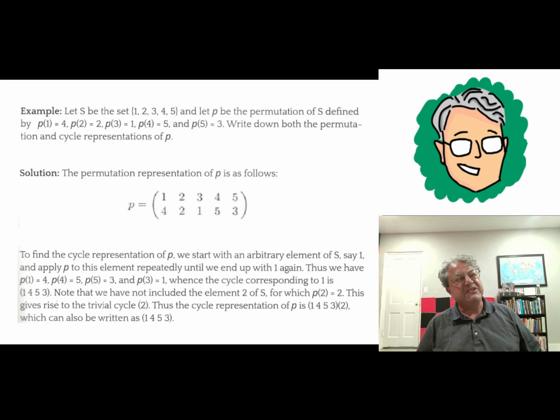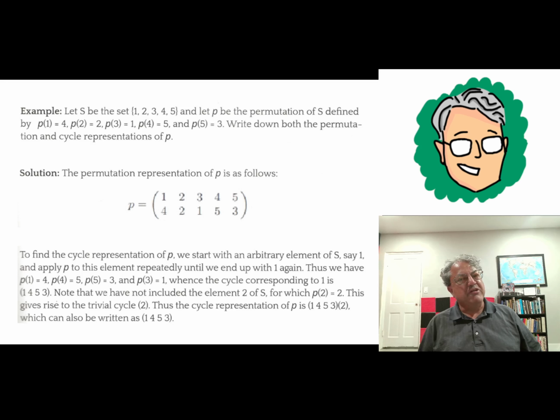So that's a cycle. That's a cycle of length 4. So that includes every element of X except the element 2, and 2 gets mapped to itself. So we can write this a couple different ways. We can write the cycle 1, 4, 5, 3. That's the cycle that included every element except 2. And then you can also write 2 by itself in parentheses.